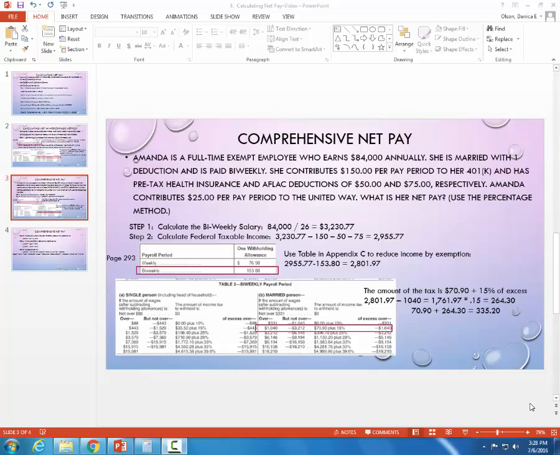Our first step is to calculate her biweekly salary. We take her annual salary of $84,000 divided by 26 to get $3,230.77.